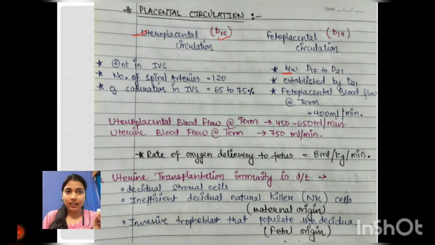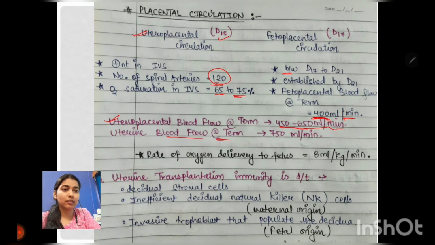It is present in the intervillous space, fed by about 120 spiral arteries, and oxygen saturation there is 65 to 75%. The fetoplacental circulation is established by day 21, and fetoplacental blood flow at term is 400 ml per minute. Uteroplacental blood flow at term is 450 to 650 ml per minute. That means the uteroplacental blood flow is more than the fetoplacental blood flow: fetoplacental is just 400, while uteroplacental is 450 to 650.